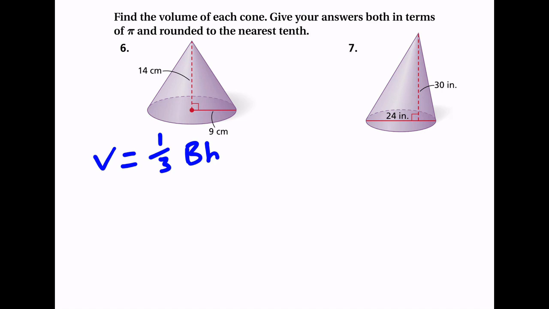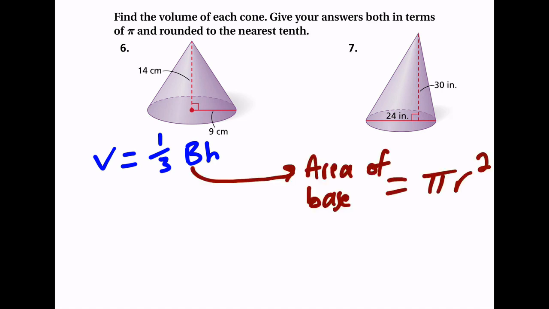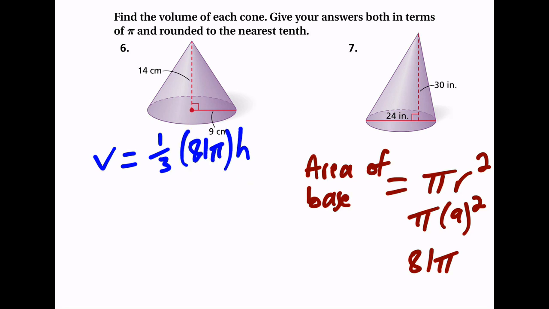Number 6, same formula. Volume is equal to 1/3 times the area of the base times the height. The area of the base for this one is a circle, so that's pi r squared, which 9 times 9 is 81 times pi. So that's what we can plug in for the base. Then, the height is the distance from the vertex to the base, so that it forms a 90-degree angle. So we can plug in 14.